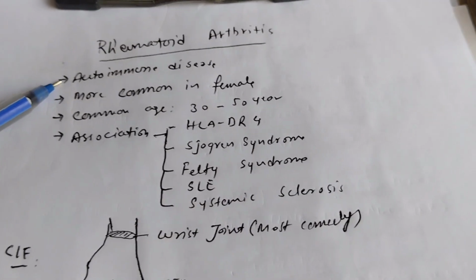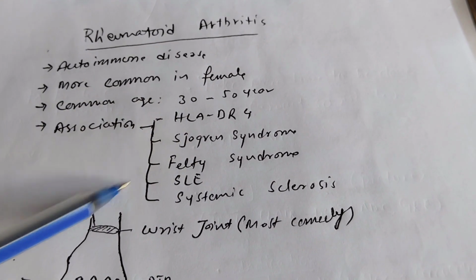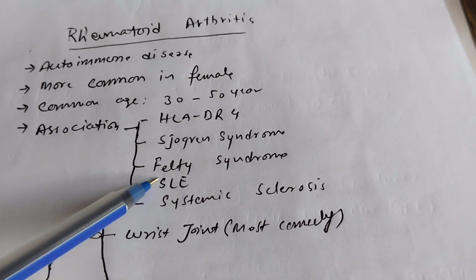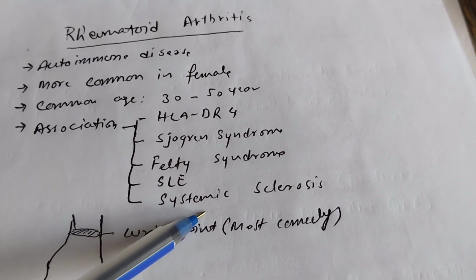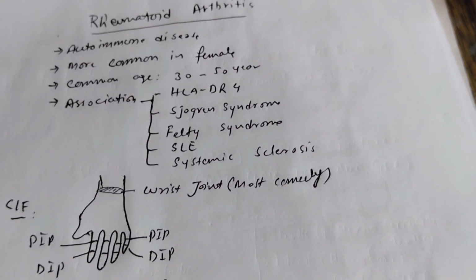Rheumatoid arthritis is an autoimmune disease which is more common in females. The common age is 30 to 50 years. It is associated with HLA-DR4, Sjogren syndrome, Felty syndrome, SLE, and systemic sclerosis. Okay, so this is just a short introduction about rheumatoid arthritis.